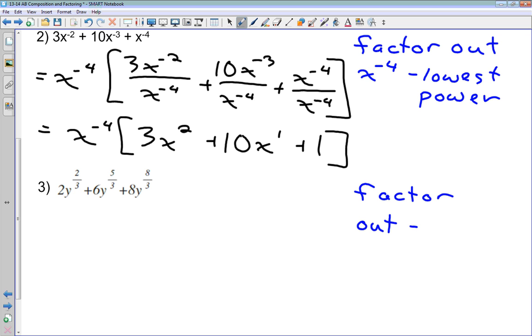What do we want to factor out in this case? We can factor out the 2 and y to the 2/3. That's the lowest power of x that we see. So this time around, I'll just skip that dividing step.